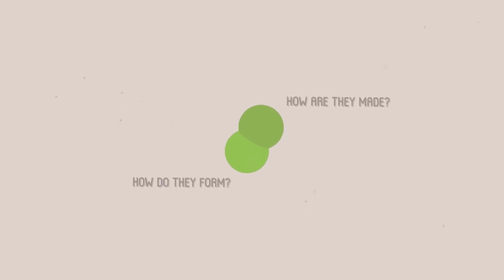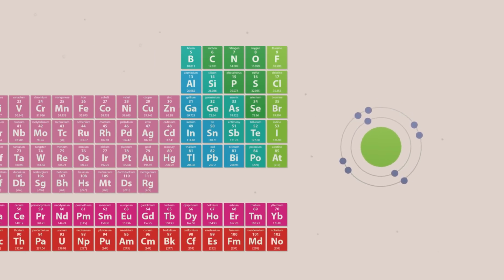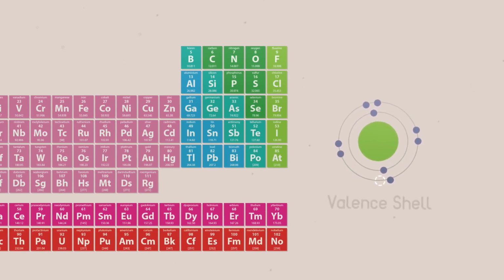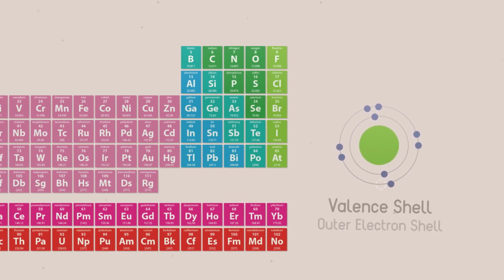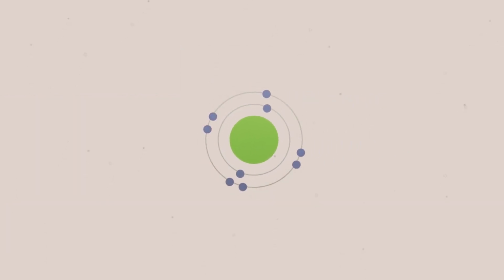In this video, you are going to learn about covalent bonds, how they're made, and how they form. Only the noble gases exist naturally as single atoms. All the other elements of the periodic table have partially filled valence shells or outer electron shells. Atoms bond by swapping or sharing electrons in their outer shells.